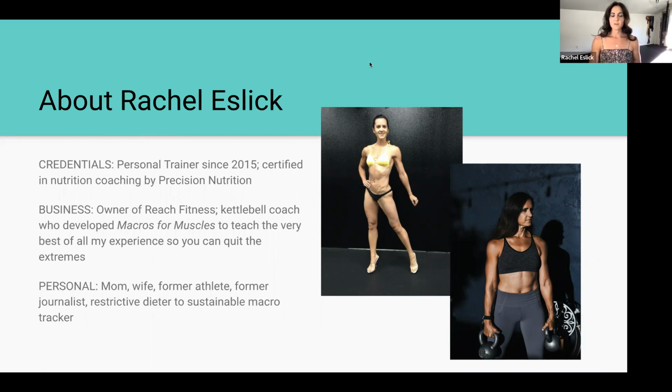A little bit about me personally. I'm a mom, I'm a wife, I'm a former high school and collegiate athlete. My previous career was in journalism. And in terms of how diet and nutrition goes, I was a very restrictive dieter, kind of without knowing it. So this picture, the first picture you see, the one on the left, is when I was in a competition prep.